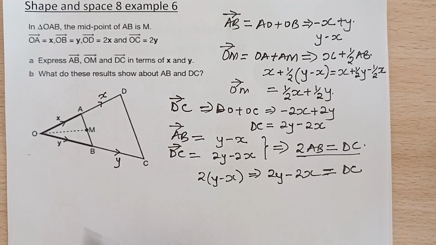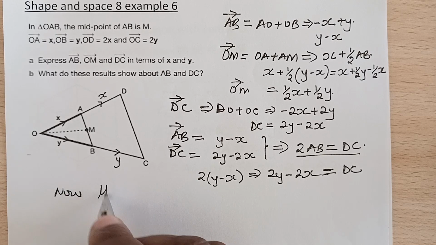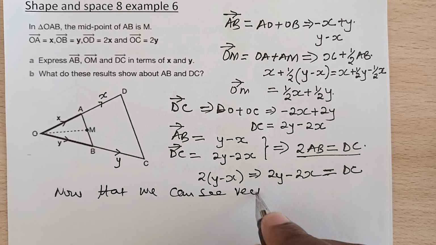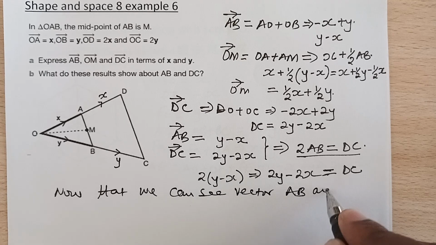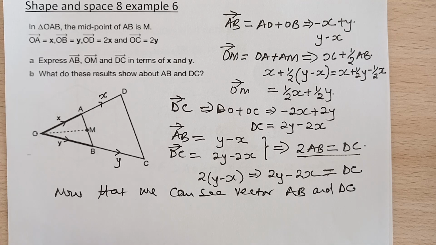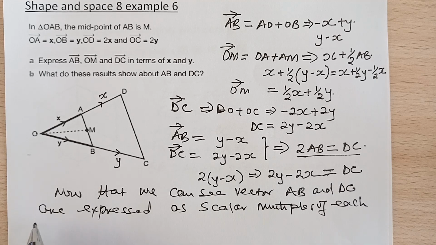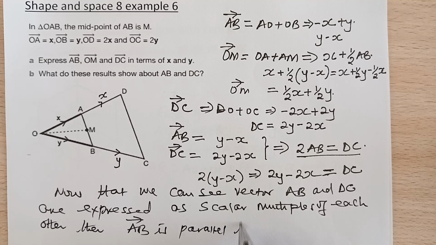And this is our conclusion. Now that we can see vectors AB and DC are expressed as scalar multiples of each other, then vector AB is parallel to vector DC.